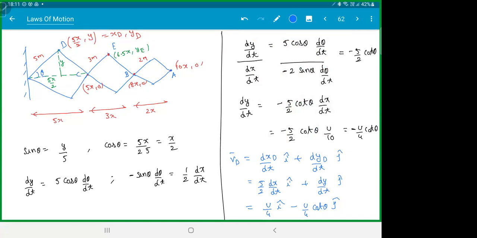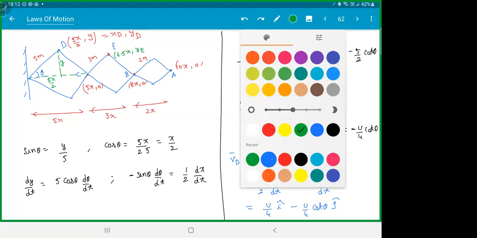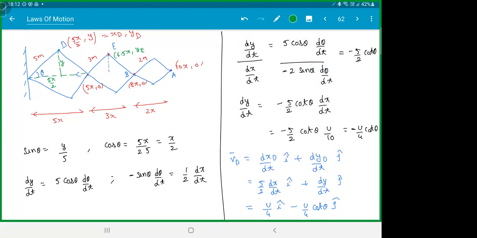Actually, you can guess that y part also. If this is y, if this is 5y, won't this be 3y? That means velocity of d and velocity of e will be in the ratio of 5:3, no? You can actually guess the y component velocity of e more easily without doing anything. This would be 3y by 5.